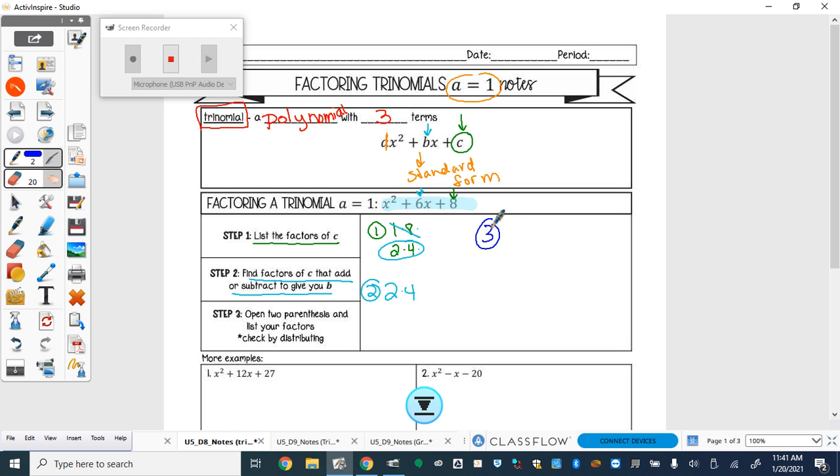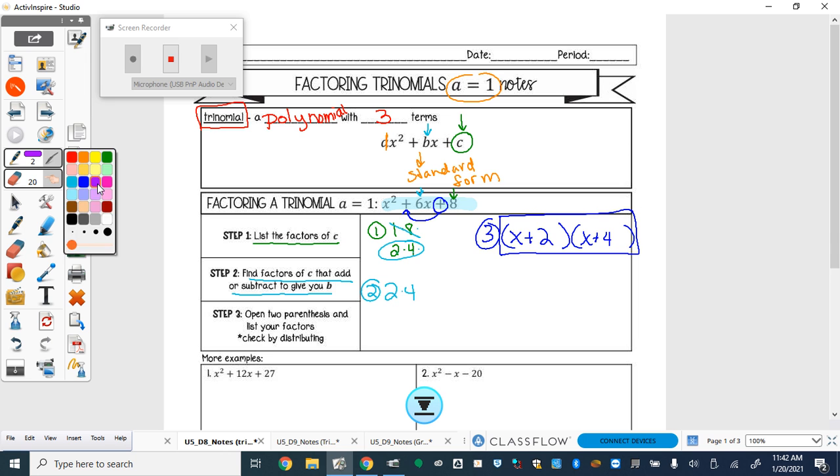So step 3, we're going to do 2 sets of parentheses like we were doing last class with our dots factoring. Because this is a positive 8 at the end here and we have a positive sign there, both of our factors, and we're going to talk about that more as we go along. Those signs help you figure out which factors you're going to end up using. But for this one, x plus 2 times x plus 4, those end up being our factors.